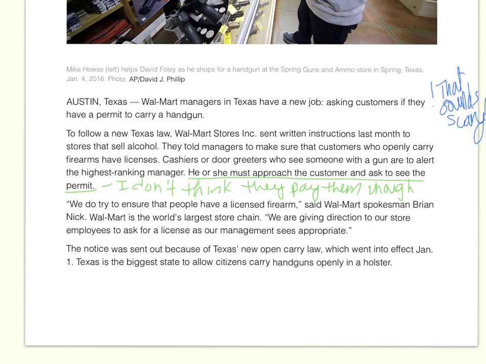Alright, moving on to the next paragraph. We do try to ensure that people have a licensed firearm, said Walmart spokesman Brian Nick. Walmart is one of the world's largest chain stores. We are giving direction to our store employees to ask for a license as our management sees appropriate. I really wonder what happens if they don't have a permit.